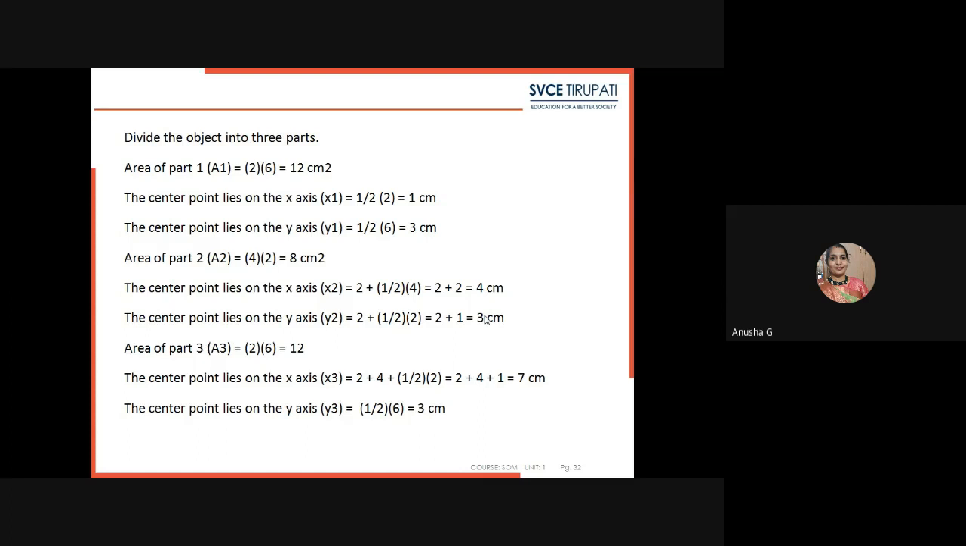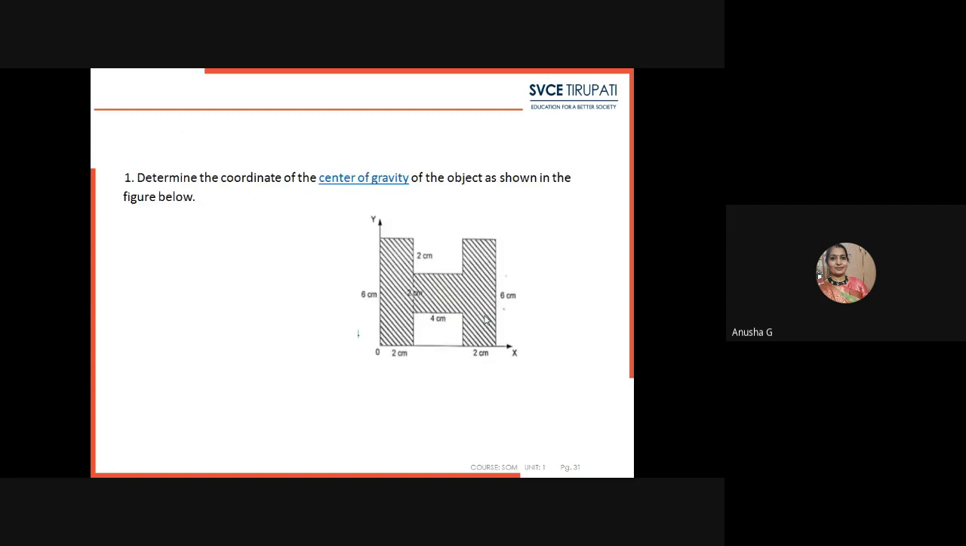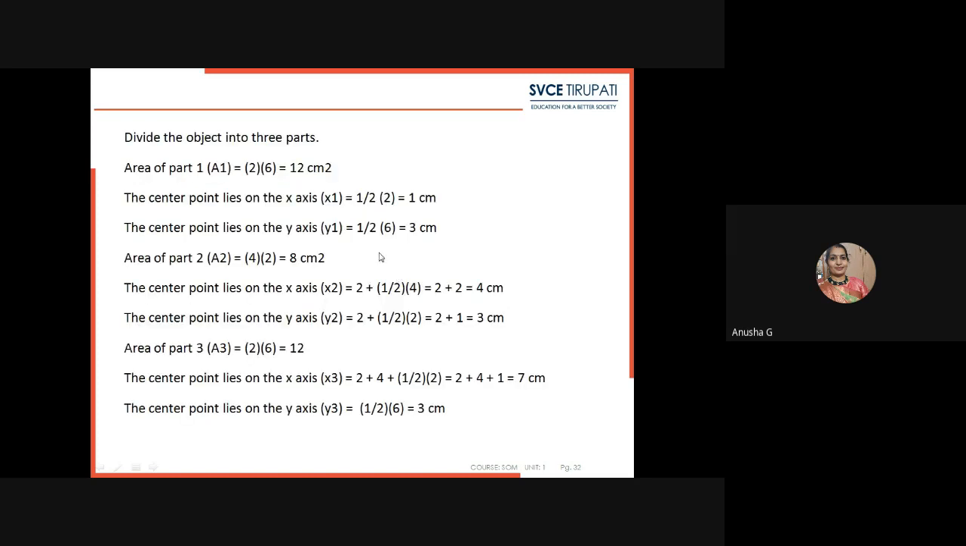Whatever the diagram given, for that diagram first you have to take the areas. If suppose I am taking from the right to left, this will be rectangle 1, this will be the second rectangle and this will be the third rectangle. First I will calculate the area of this rectangle, 6 into 12, then I will take another rectangle, 4 into 2, then another rectangle, 6 into 3. Here you can observe A1 is 2 into 6, A2 is 4 into 2, A3 is 2 into 6.